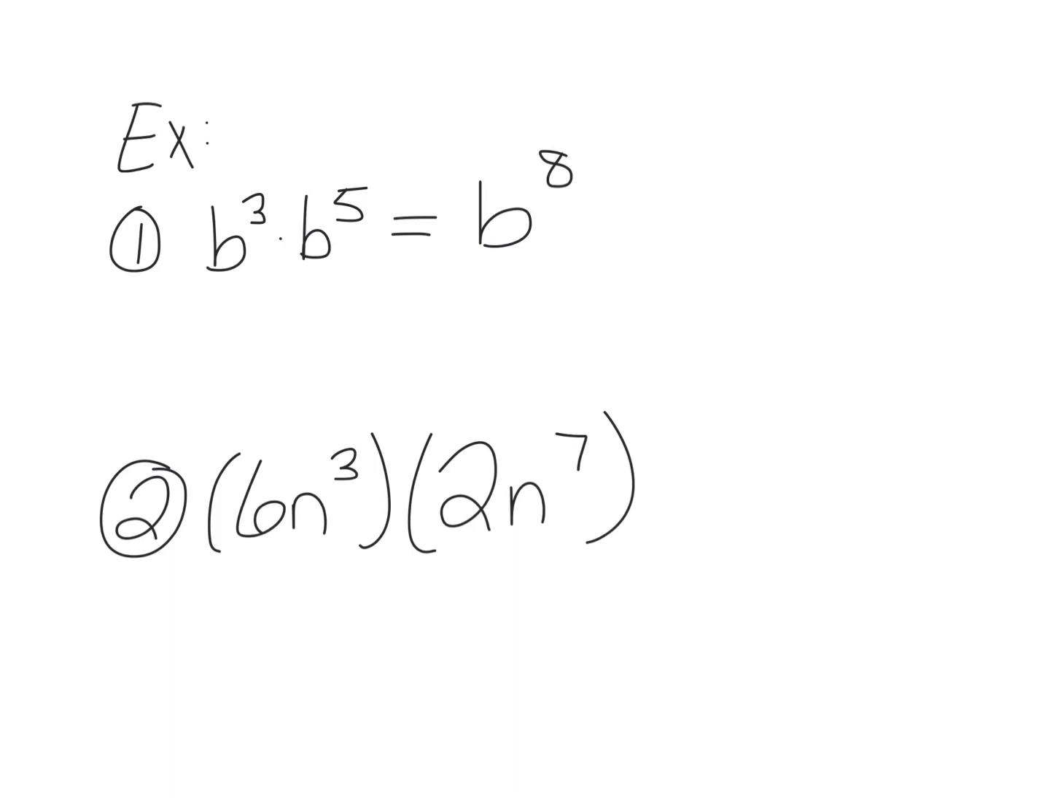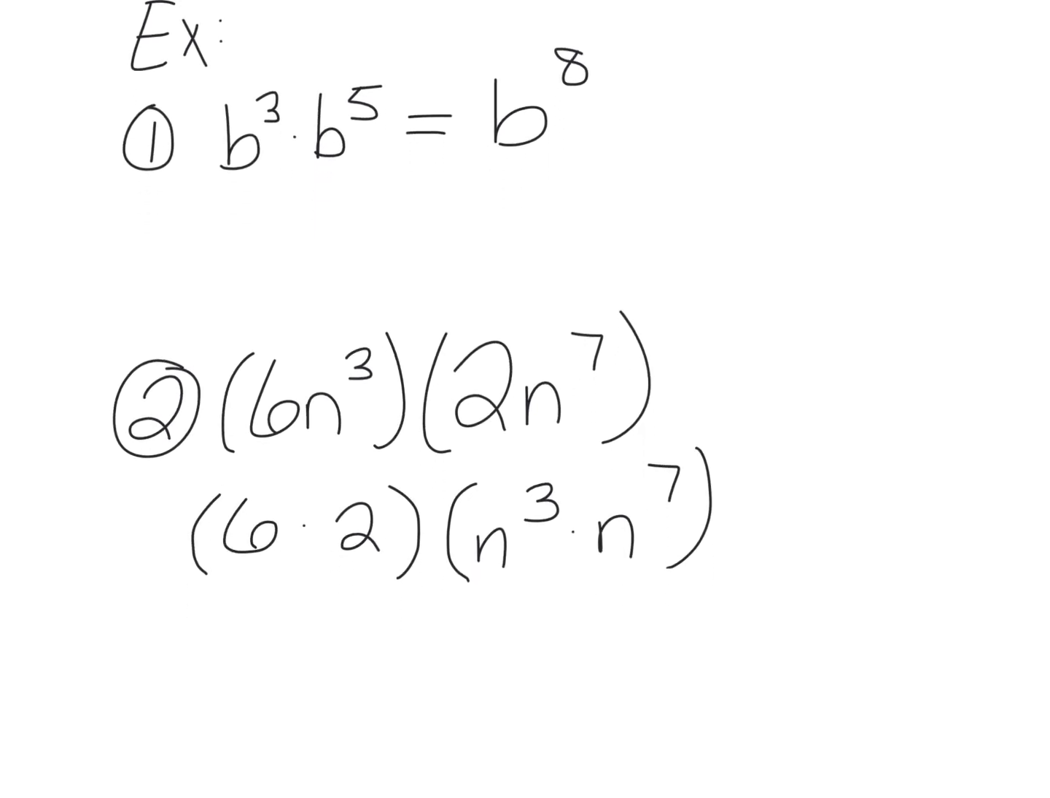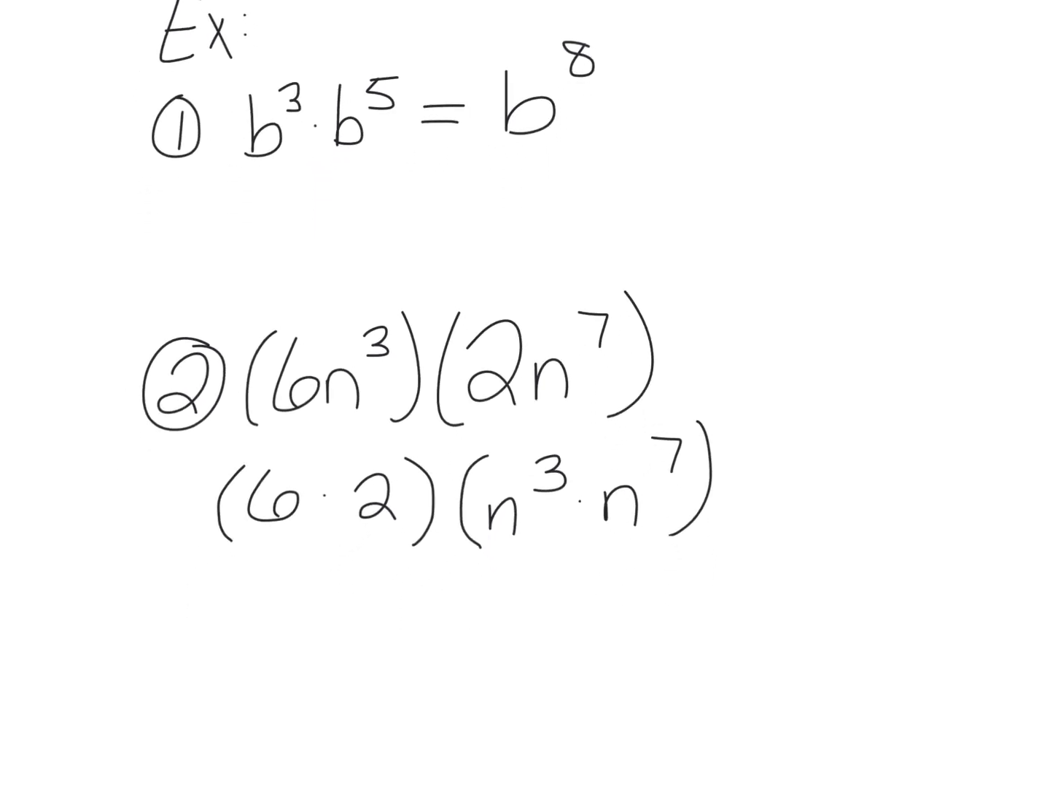Okay, looking at number 2, what do you think about that one? Let's split it up. What are 2 things that I can put together? I can put n's together and I can put our numbers together. So I'm going to separate it out 6 times 2, and then I'm going to put our variables together. Okay, so separating that out. So then what's 6 times 2?